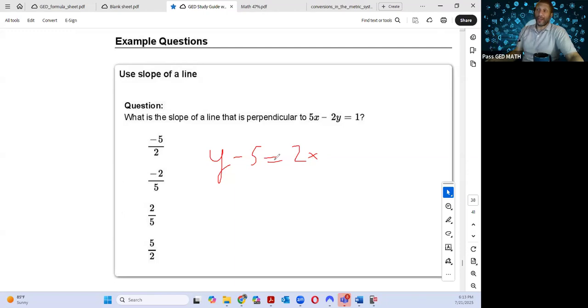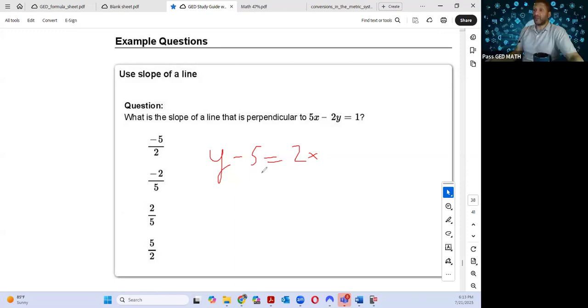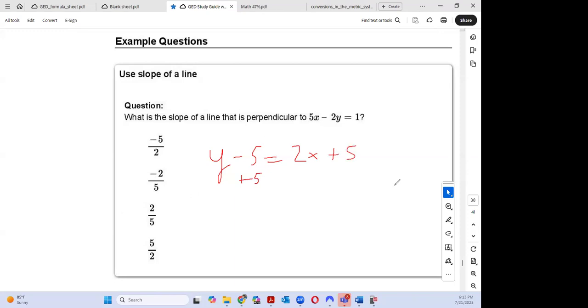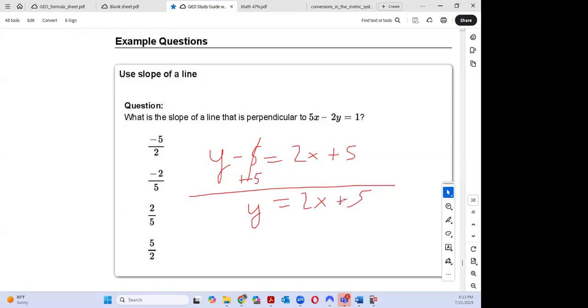But how would I get y by itself? I need to get rid of the minus 5. The opposite of minus 5 is what? Plus 5. Whatever I do on one side, I do on the other. My two 5s cancel. I get y equals 2x plus 5. Now this equation is in slope-intercept form.